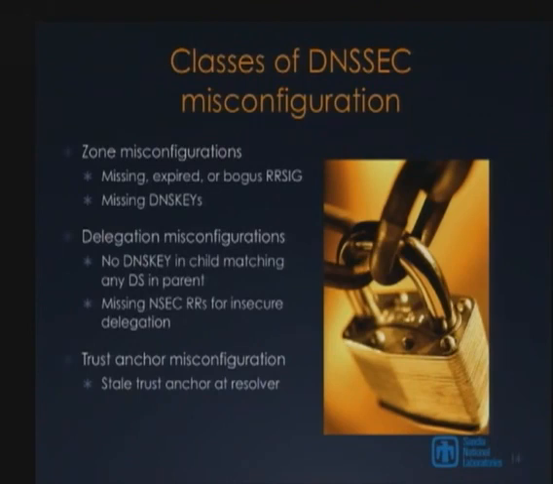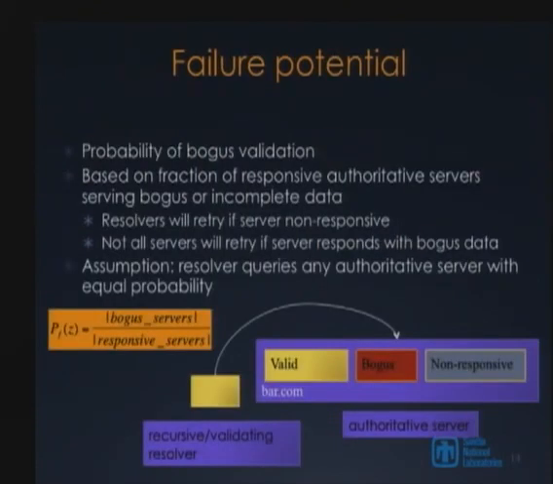And then there's also, if you have your trust anchor that's maintained at the resolver, the one that's actually doing all the work, and something changes with the DNS key on the authoritative server that corresponds to that trust anchor, and your trust anchor doesn't change accordingly, then you'll have problems as well. Okay, so those are 3 different classes. And in this presentation, we'll just focus on the 2, the zone class and delegation class.